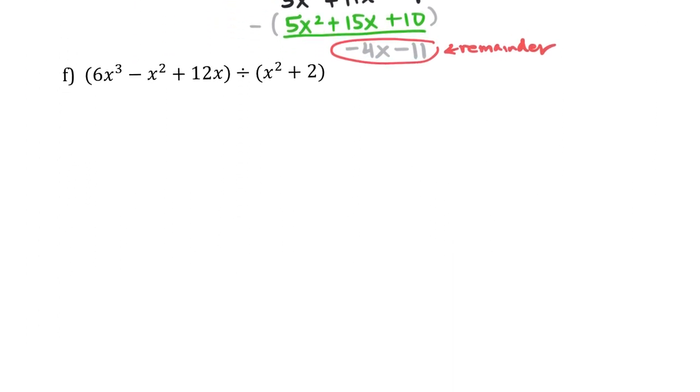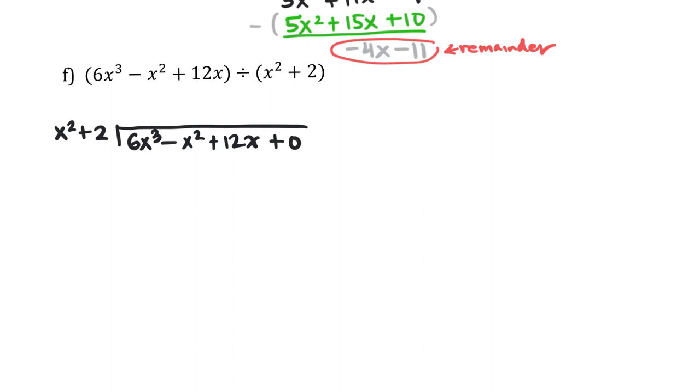Okay, we got one more to try. So what do we got? We're dividing by x squared plus 2. Is it in order? Let's do cubed, squared, x. There's no number at the end. Let's put a 0. Even if the last term's missing, put the blank in so you don't lose something.